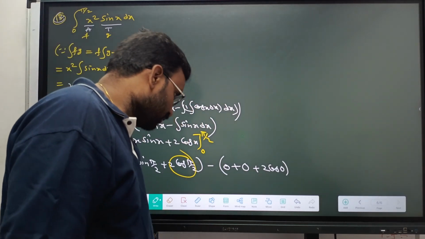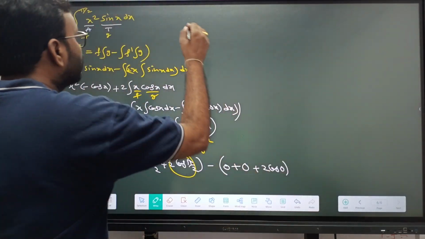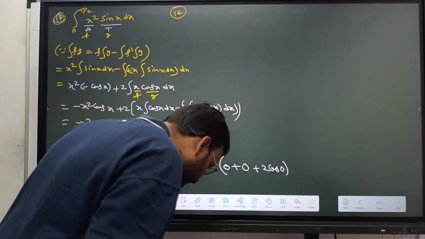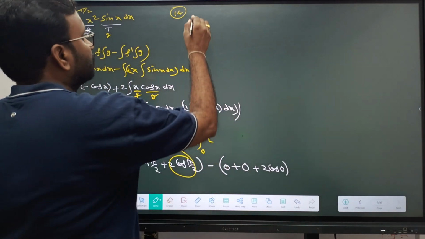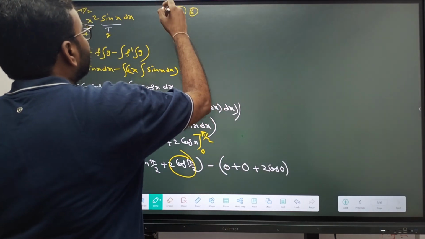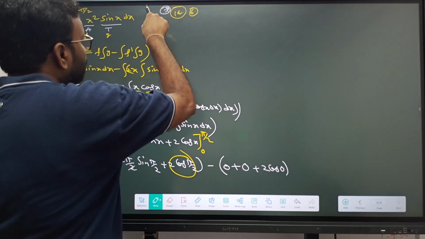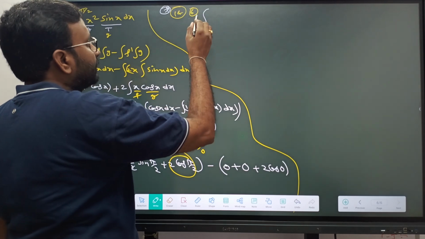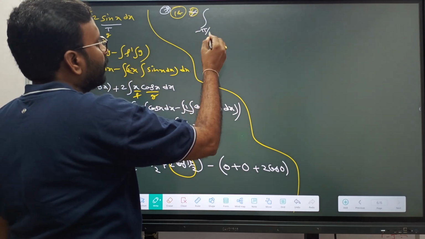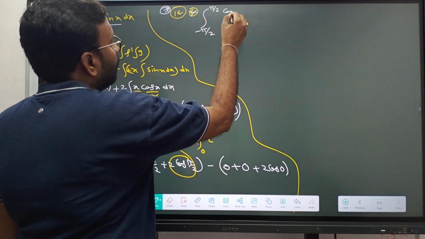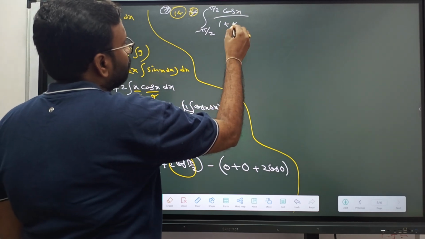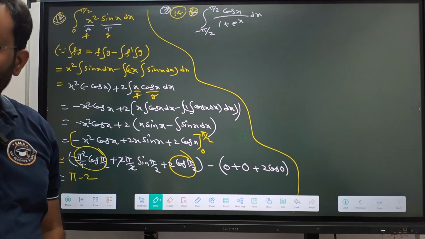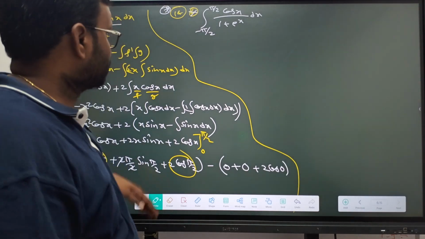Come to one more question, that is the 14th question, on page number 285, Roman number 1, 6th question. This is also a very, very important question. What is that question? Integral from minus pi by 2 to pi by 2 of cos x by 1 plus e power x dx.